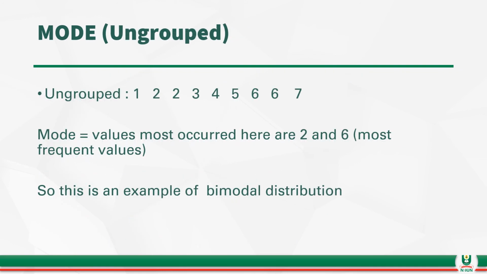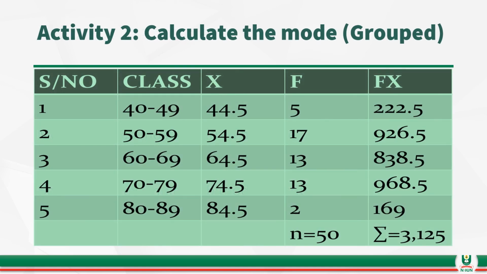So, mode in ungrouped data. You have 1, 2, 2, 3, 4, 5, 6, 6, 7. The mode here, the most occurring, is 2 and 6 because they occur twice. So this is an example of what we call a bimodal distribution. In the next slide, we will have an activity. Activity 2: calculate the mode, in this case for a grouped distribution.